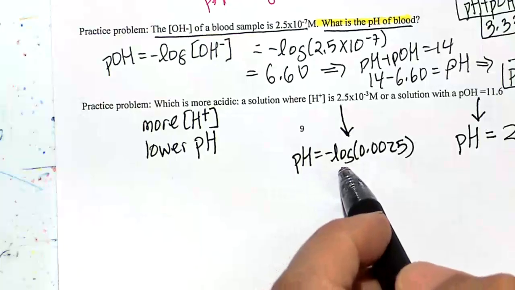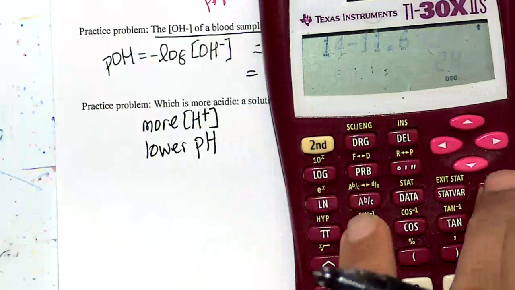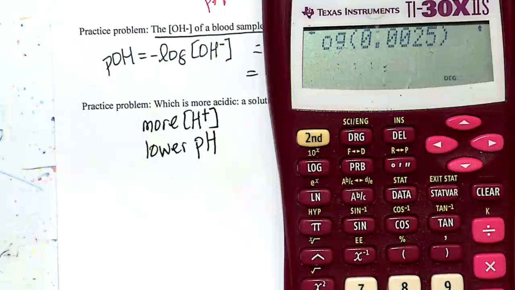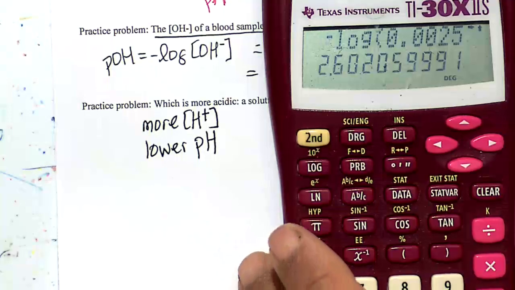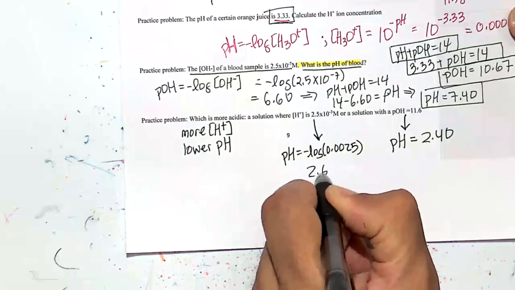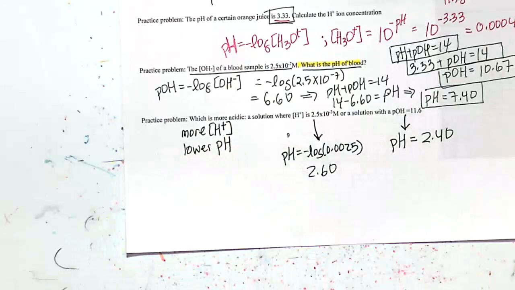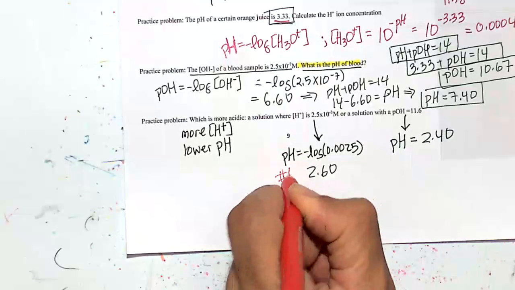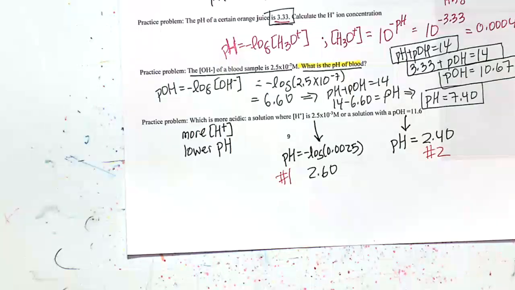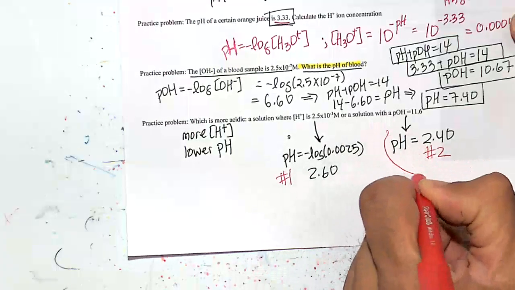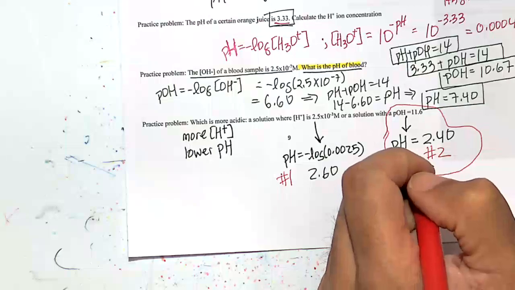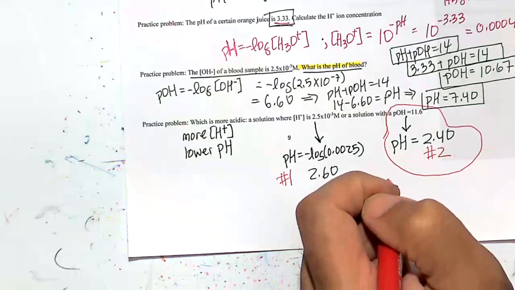What's the pH of minus the log of 0.0025? 2.60. So which is more acidic, number 1 or number 2? Which one is more acidic? The correct answer is number 2. This solution is more acidic. The lower the pH, the more acidic it is.